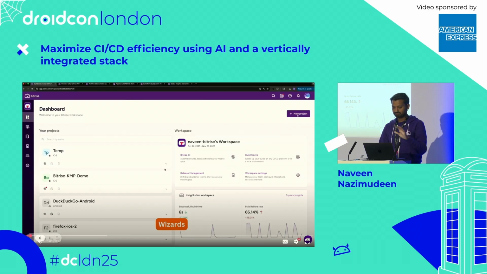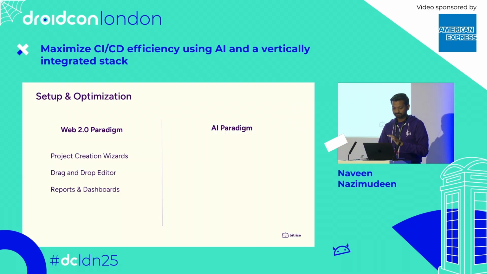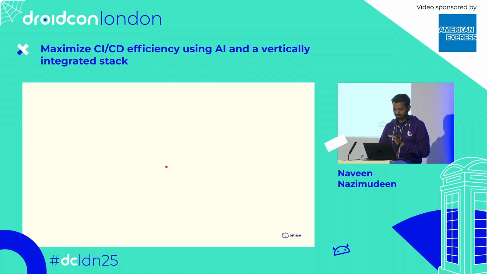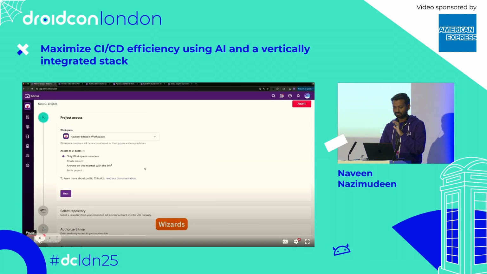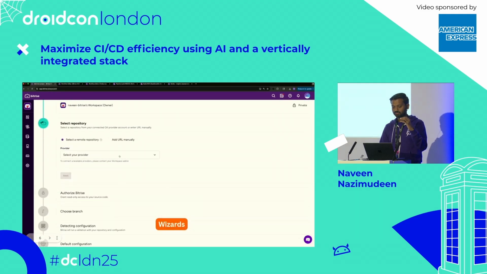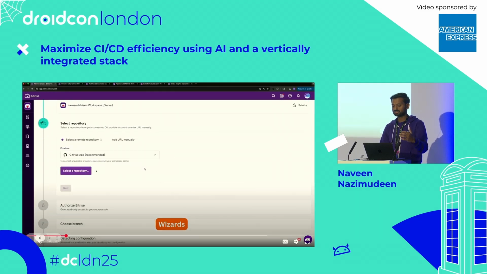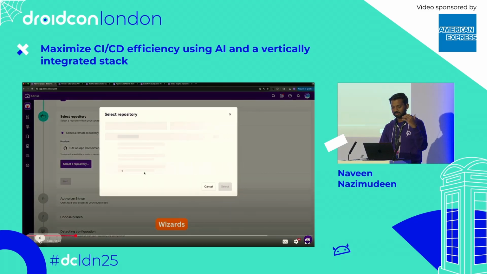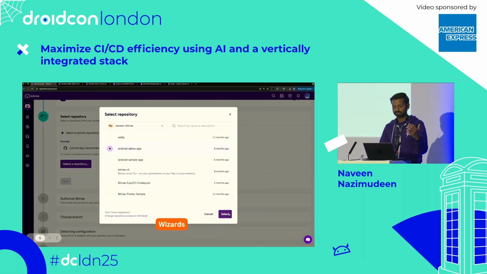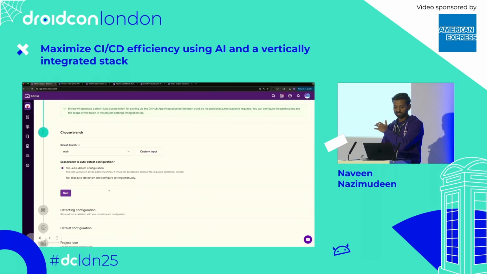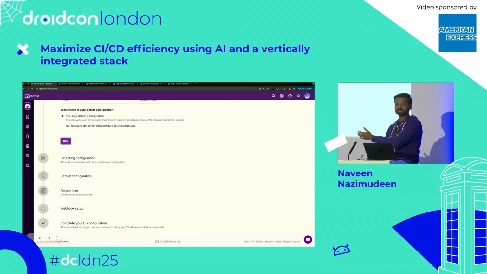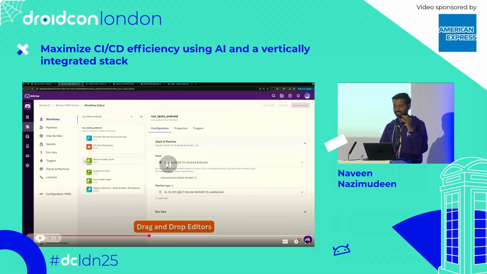This is a Bitrise dashboard. Let me go back again. Hang on. All right. And this is me starting a new project. And when you create a new project, it is a wizard. You go step by step. You select your repository, link it to Bitrise, and then authorize and go through a sequence of steps, and that creates the project on Bitrise, right? So that is just a wizard example.